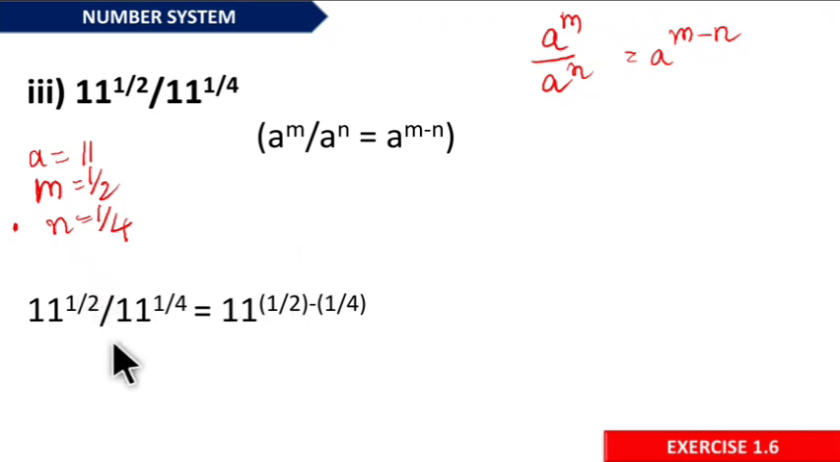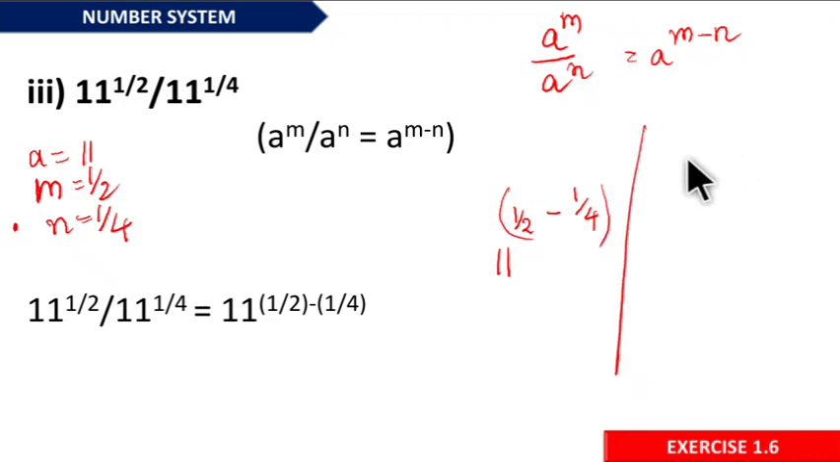11 to the power half divided by 11 to the power 1 by 4 is 11 to the power half minus 1 by 4. So when we have to simplify the power here, half minus 1 by 4, we have to find the LCM. So for 4 and 2, how much is 4? 2 2s are 4, so 1 2s are 2. Next, 4 1s are 4, so we have to multiply the numerator also by 1.